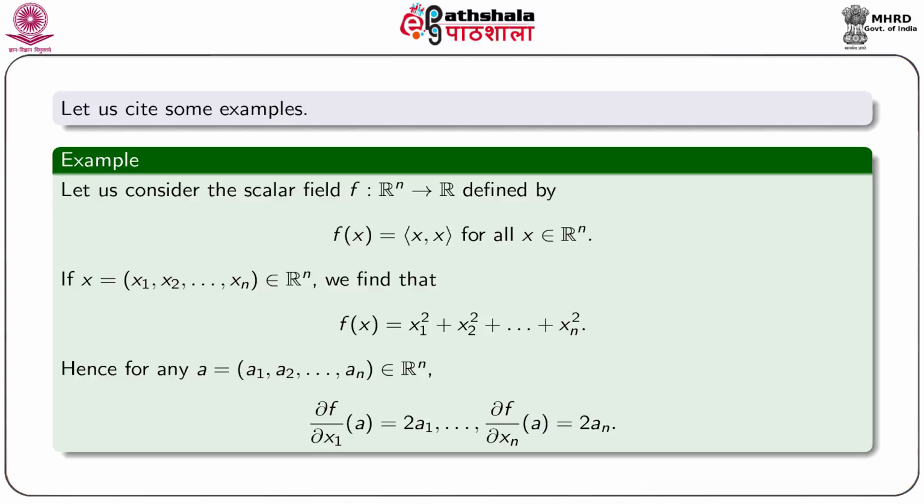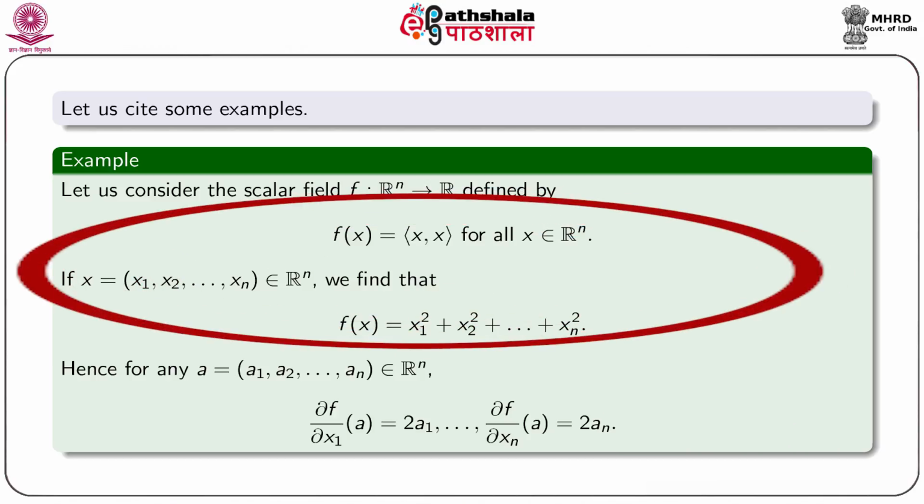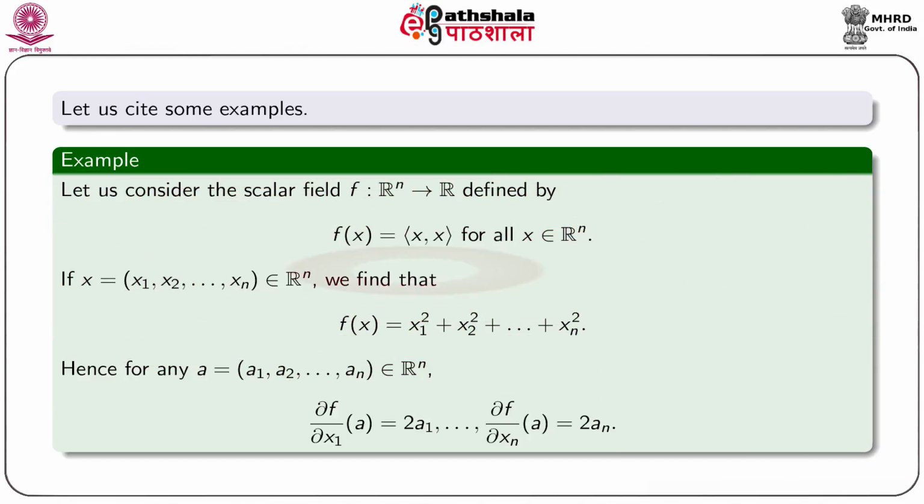Now, we cite some examples. First one, let us consider the scalar field f defined on R n by, for every x in R n, f x equal to inner product x x, that is norm x square. So, if x equal to x 1 x 2 up to x n, we find that f x is nothing but x 1 square plus x 2 square plus up to x n square.